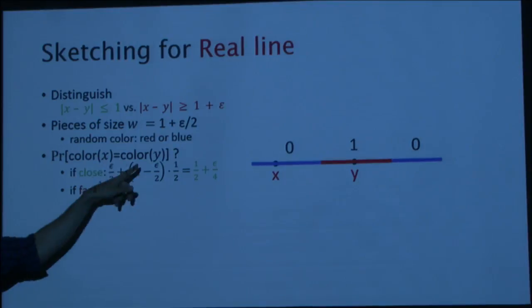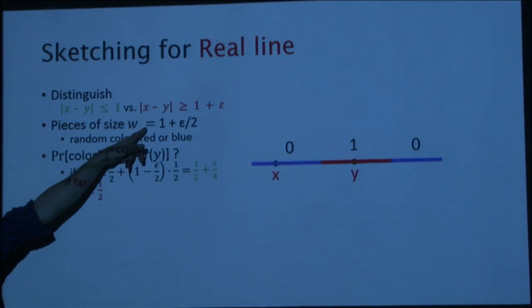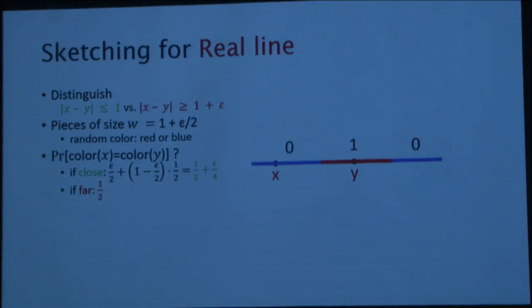And if the points x and y are far, so their distance is at least 1 plus epsilon, they cannot be in the same piece. So they are in different pieces, which have independent colors. So the probability that the colors collide is precisely half.